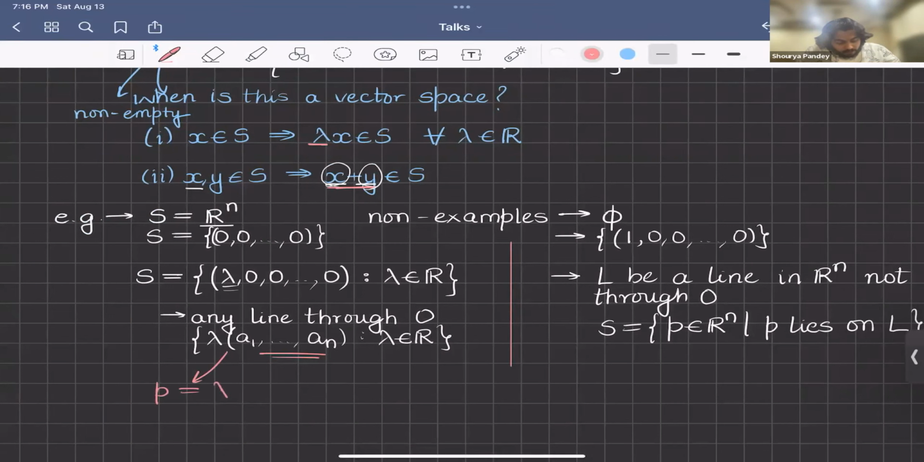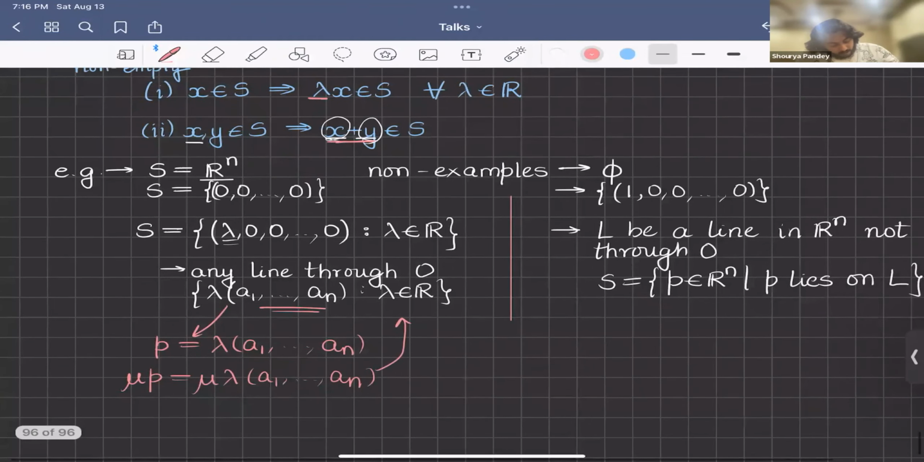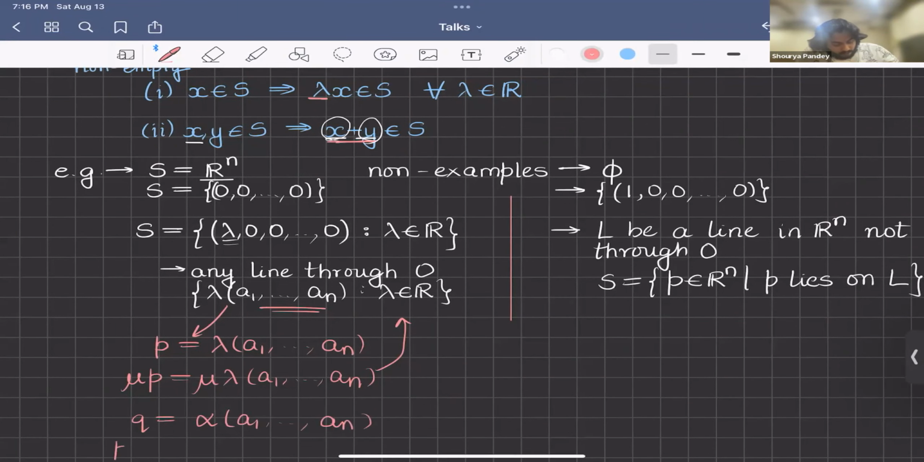Because just take any point P. What does it look like? It looks like lambda times a1 up to an, where a1 up to an is fixed. So then what does a scalar multiplied by P mean? It's just mu lambda times a1 up to an, which is again in the set. And if I take another q, which is alpha times a1 up to an, then P plus q is alpha plus lambda times a1 up to an, which is also in the set. Got it.